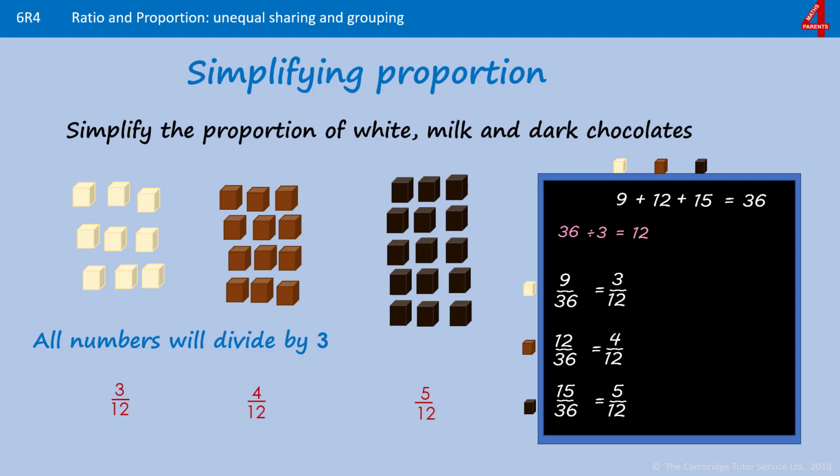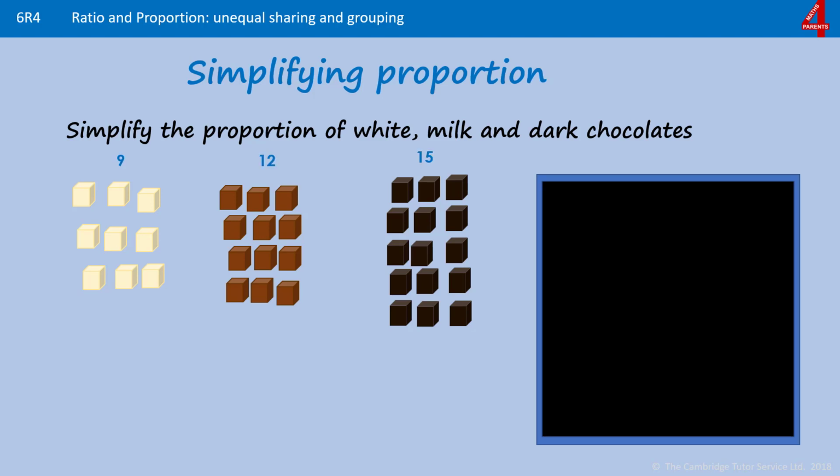Now for children who are good at simplifying fractions, they will probably recognise that 3/12 will simplify further, as will 4/12. But because we're working with the same proportion and we can't do the same with the dark chocolate, we're going to leave them as 12ths, so they're all the same.